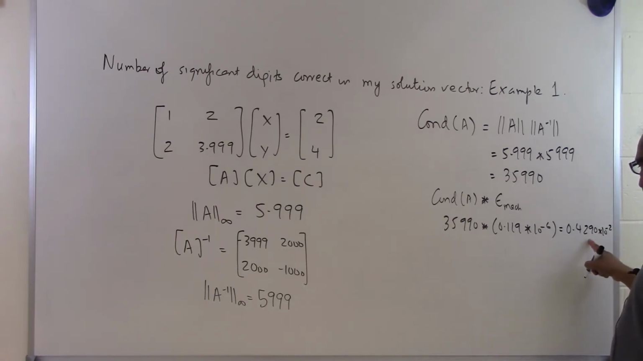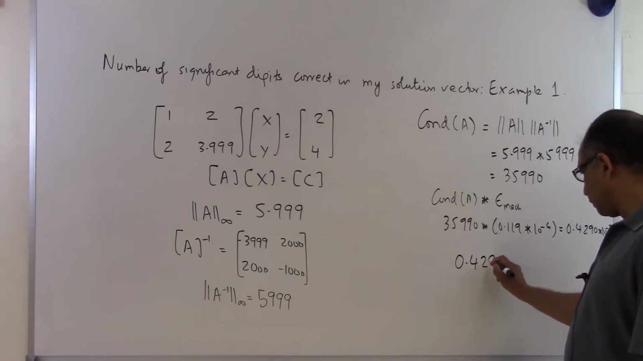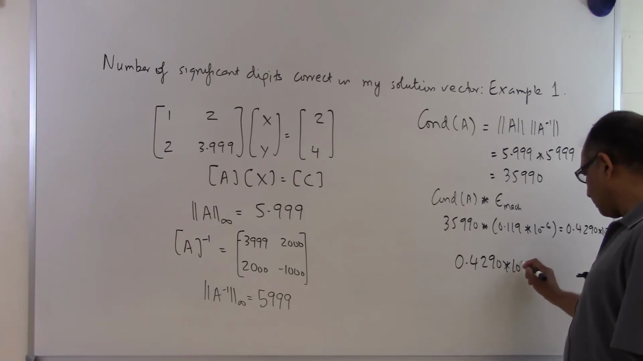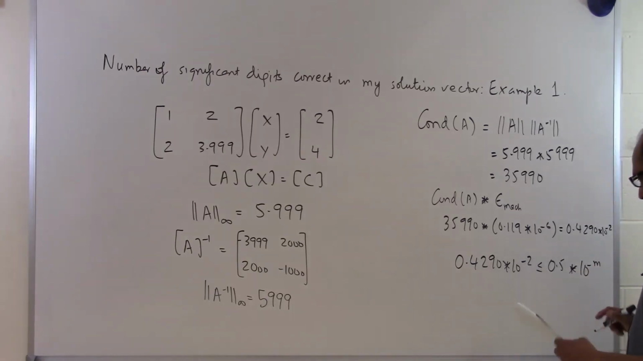Now what I want to see is, what is the largest value of m? I get 0.4290 times 10 to the power minus 2, and I need to ask, what is the largest value of m for which this number turns out to be less than or equal to that number. If you do the calculations, you will get m is less than or equal to 2, which means that you cannot trust more than 2 significant digits in your answer.